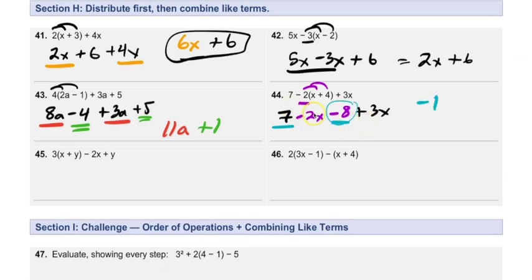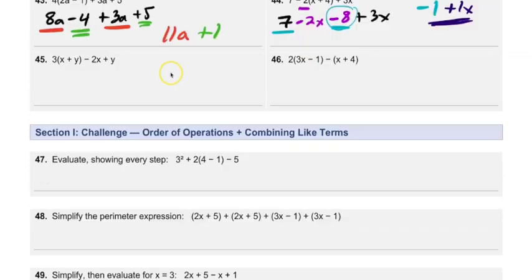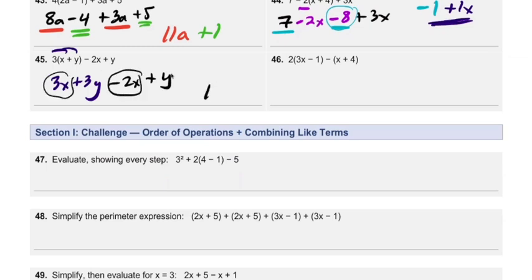Same idea, actually. Different signs, so subtract. 3 minus 2 is 1. Take the bigger number. So plus 1x. Or just negative 1 plus x. Same thing. Okay, over here, distribute 3x plus 3y minus 2x plus y. Then we're going to add up like terms. So 3x minus 2x is just 1x. And then 3y plus y is 4y.